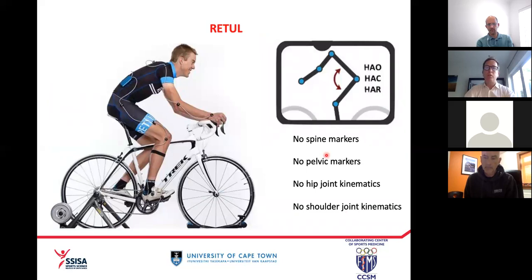How do we measure those using our commercially available packages? Well, some of them possibly can, and some of them simply cannot. If we look at the Retül package, we see that they only have markers on the arm, and this one is on the acromion, and then we have markers on the lower limb, and this one is on the greater trochanter, and there's a hip flexion angle that is measured, but as I've already said to you, that is completely invalid. There are no spine markers, there are no markers on the pelvis, and therefore you cannot do any hip joint kinematics, and you cannot do any shoulder joint kinematics.